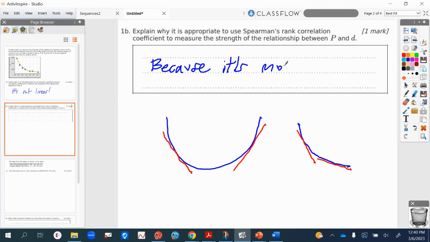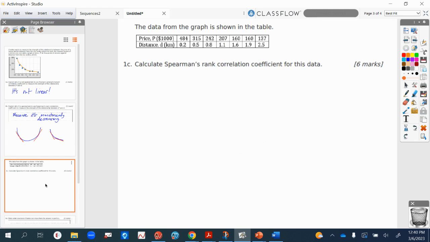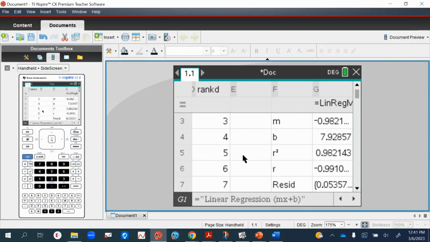Oh gosh, I used that word monotonically, is that right? Decreasing. Okay, so Spearman's rank is a goer. Now, let's calculate Spearman's rank. For this, you need your GDCs. It's slightly complex. Actually, to be honest, I think it's pretty easy, 6 marks.